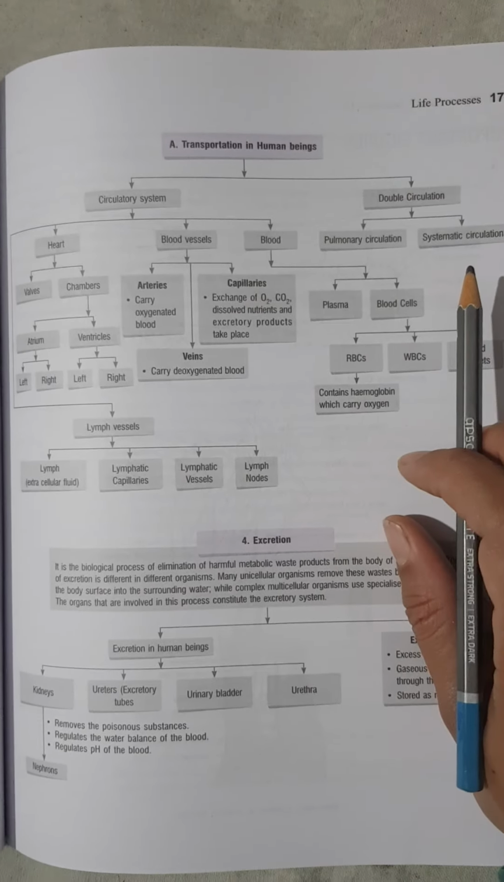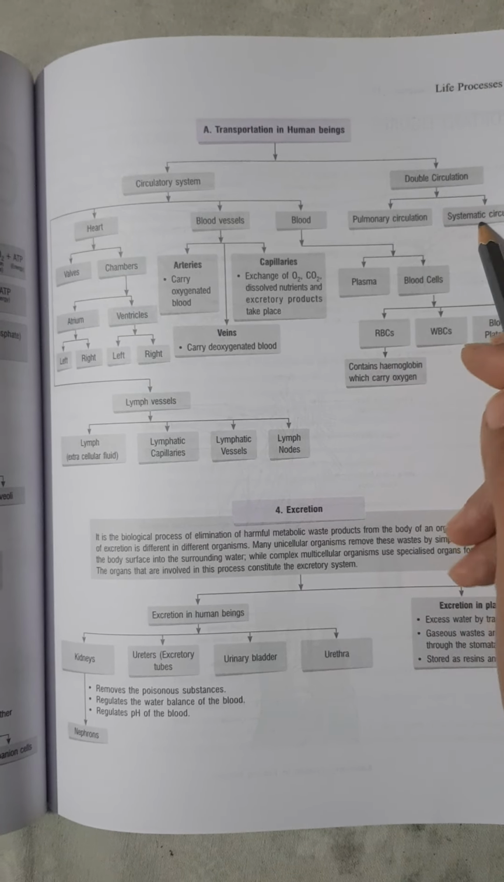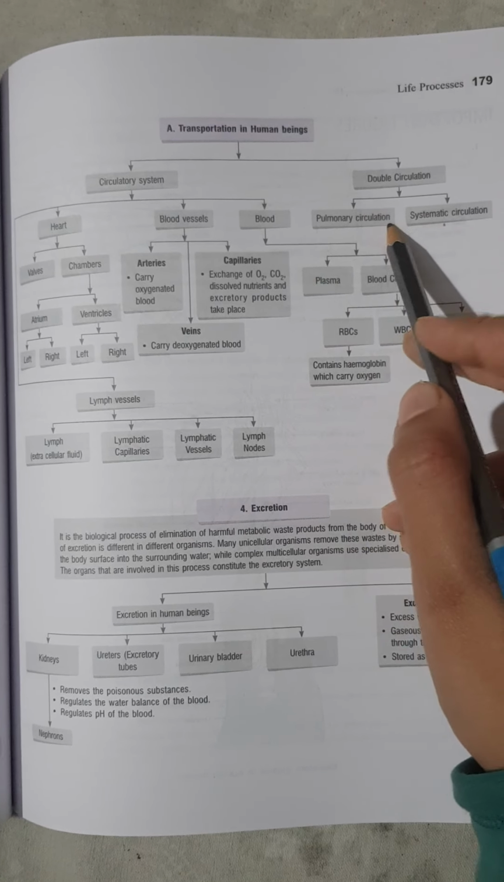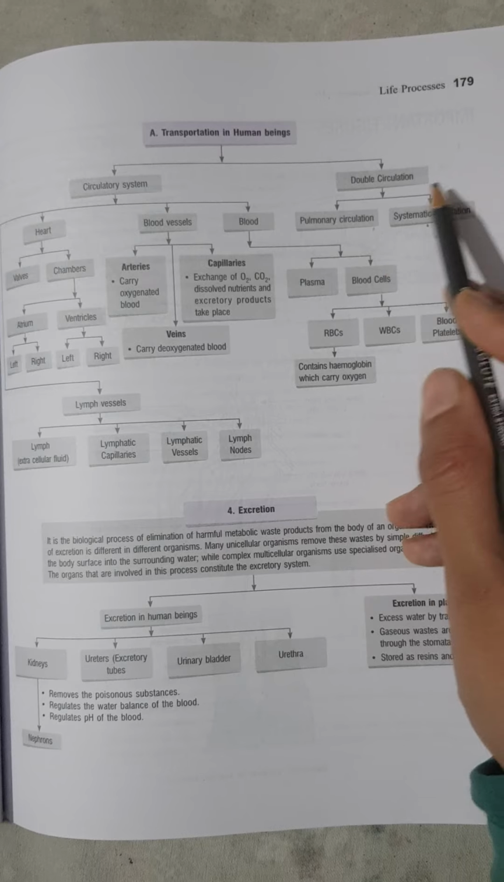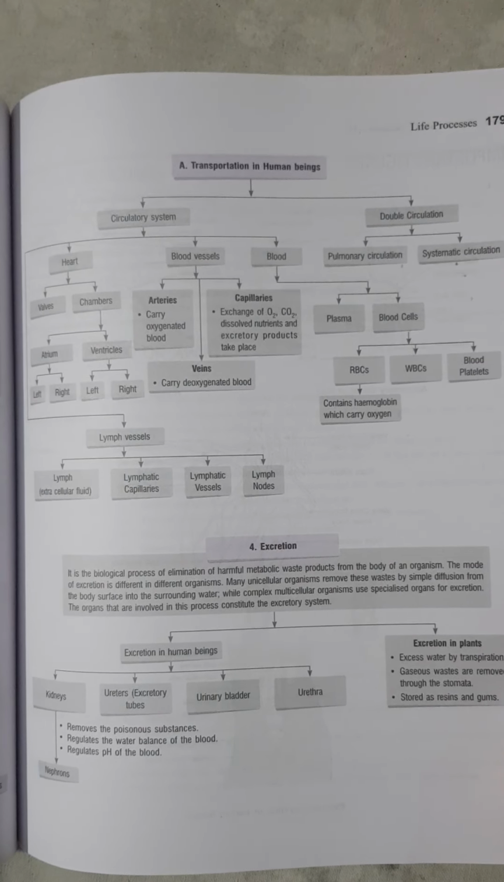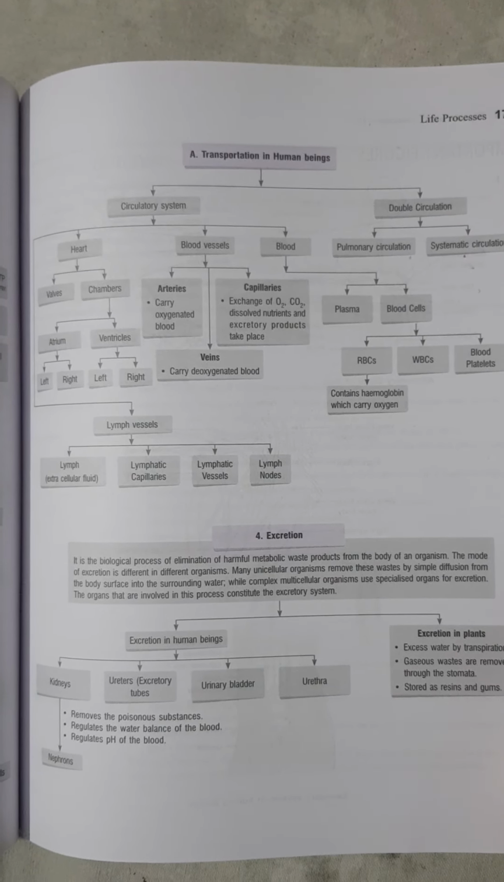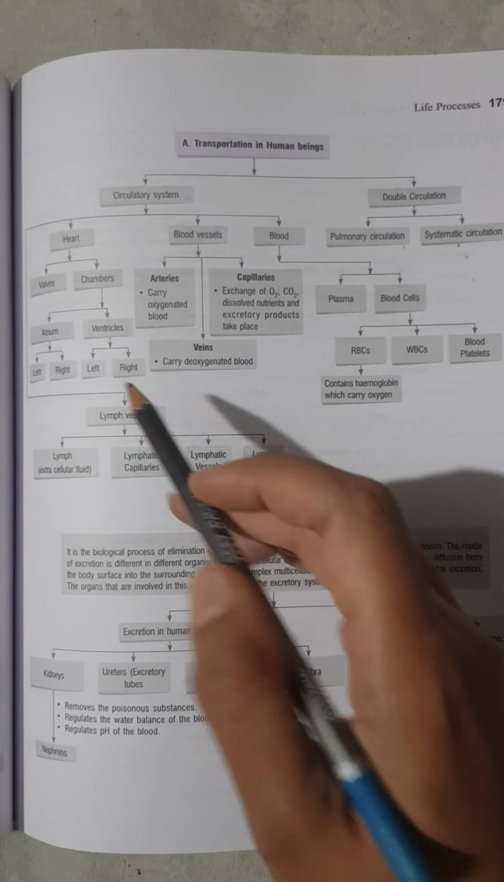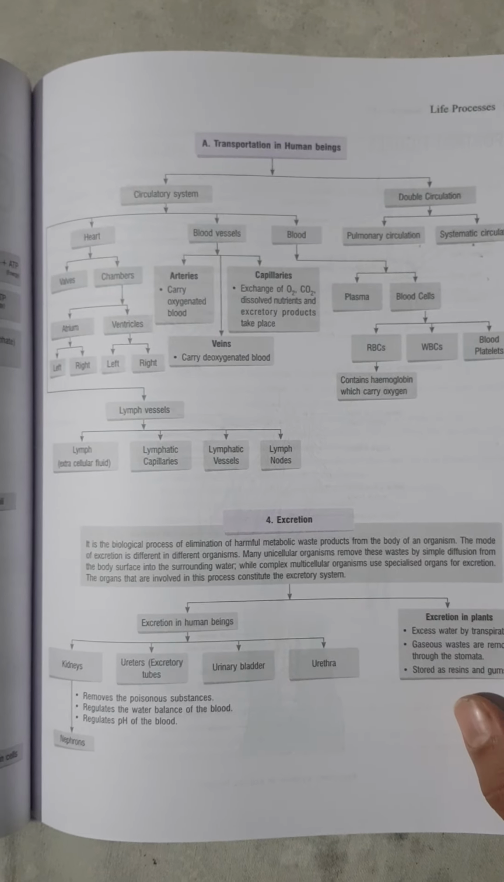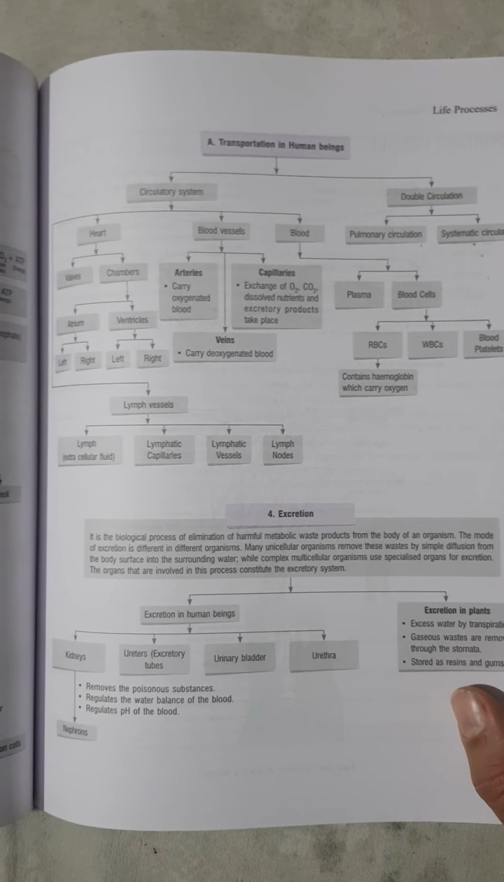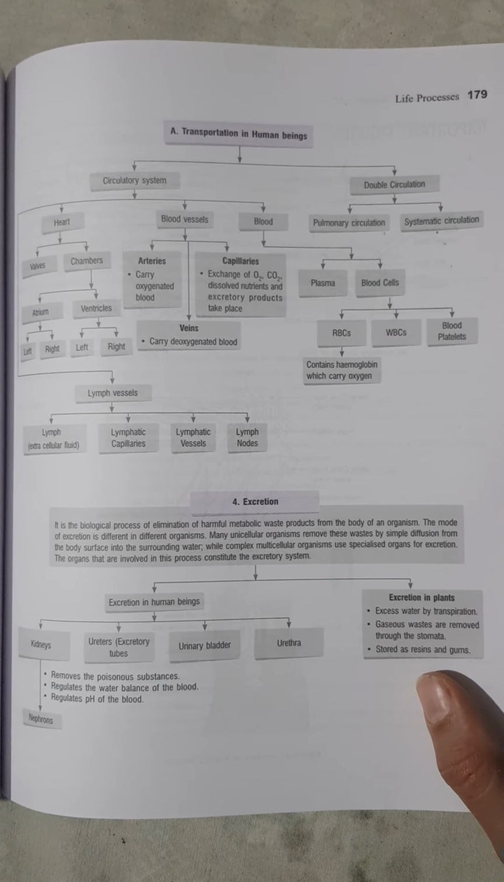Coming to transportation in human beings, there is double circulation. One is pulmonary, that is linked with the lungs, and systemic, related with the whole body. So there, the heart comprises four chambers. It has atria and ventricles, where the oxygenated and deoxygenated blood is being transported.